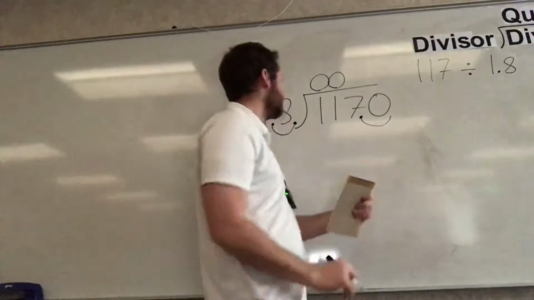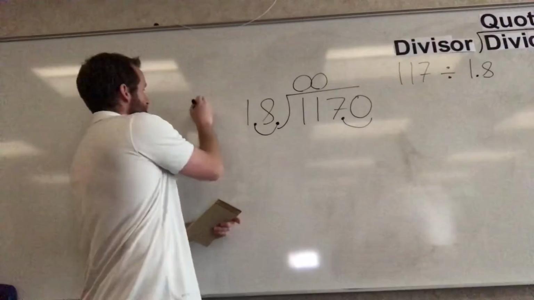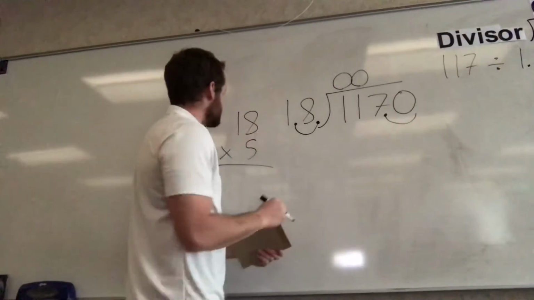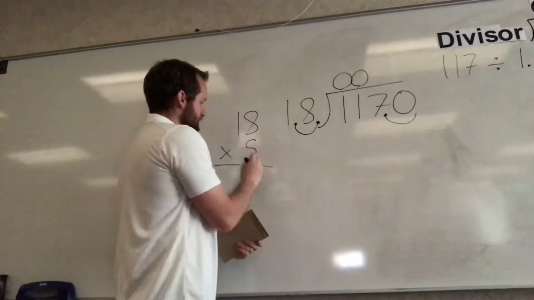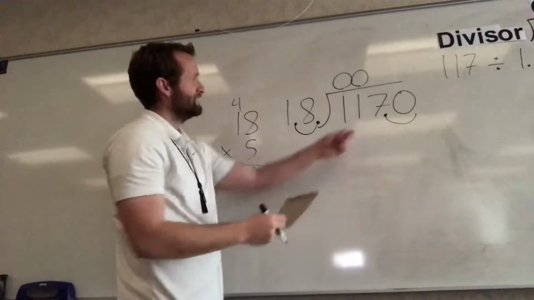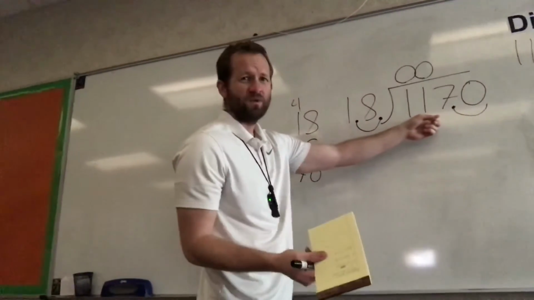I don't know off the top of my head. So we're going to say, all right, let's try a couple. Let's see what 18 times 5 is. All right, see what we get there. So 8 times 5 is 40. And then 5 times 1 is 5, plus 4 is 9. And that's 90. So it looks like it'll fit in at least once more, maybe twice.